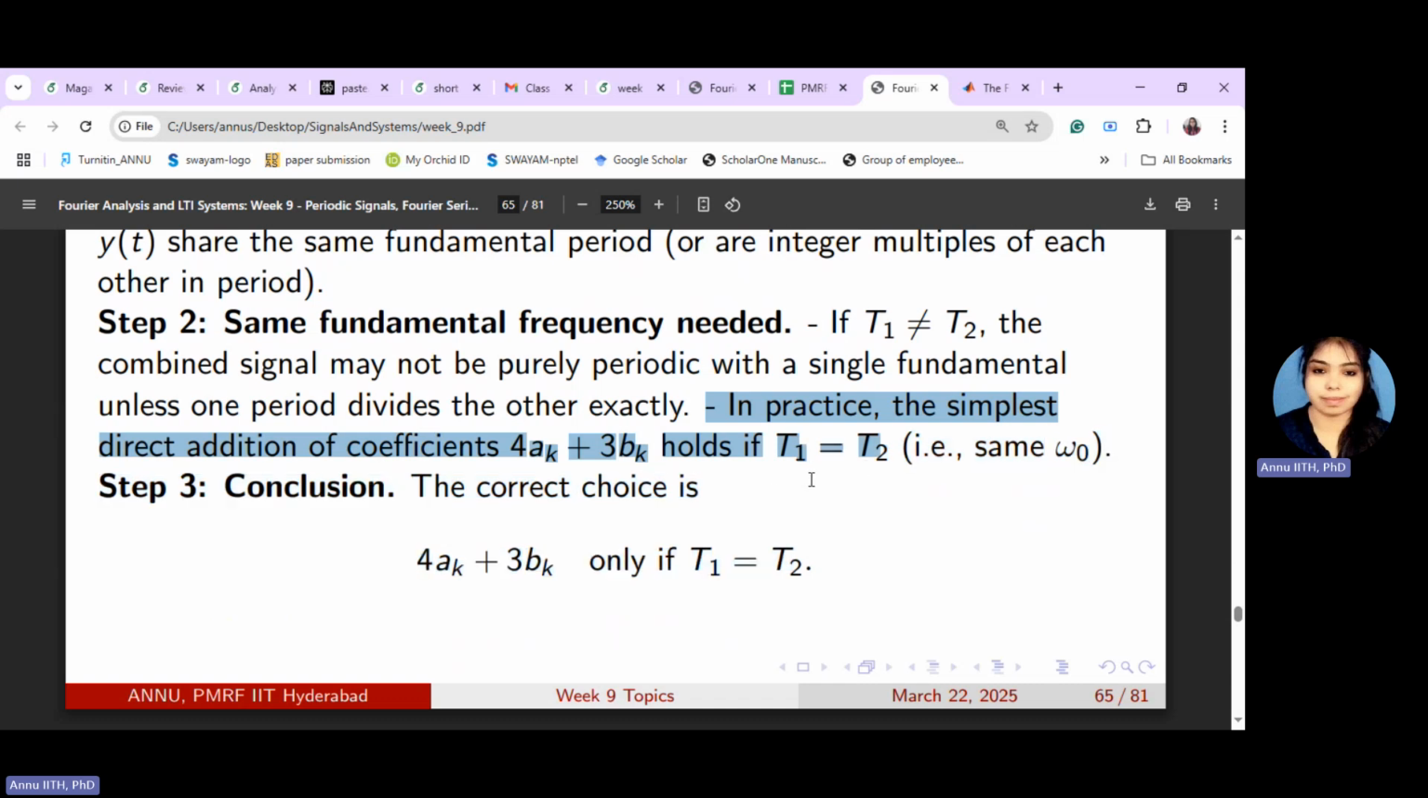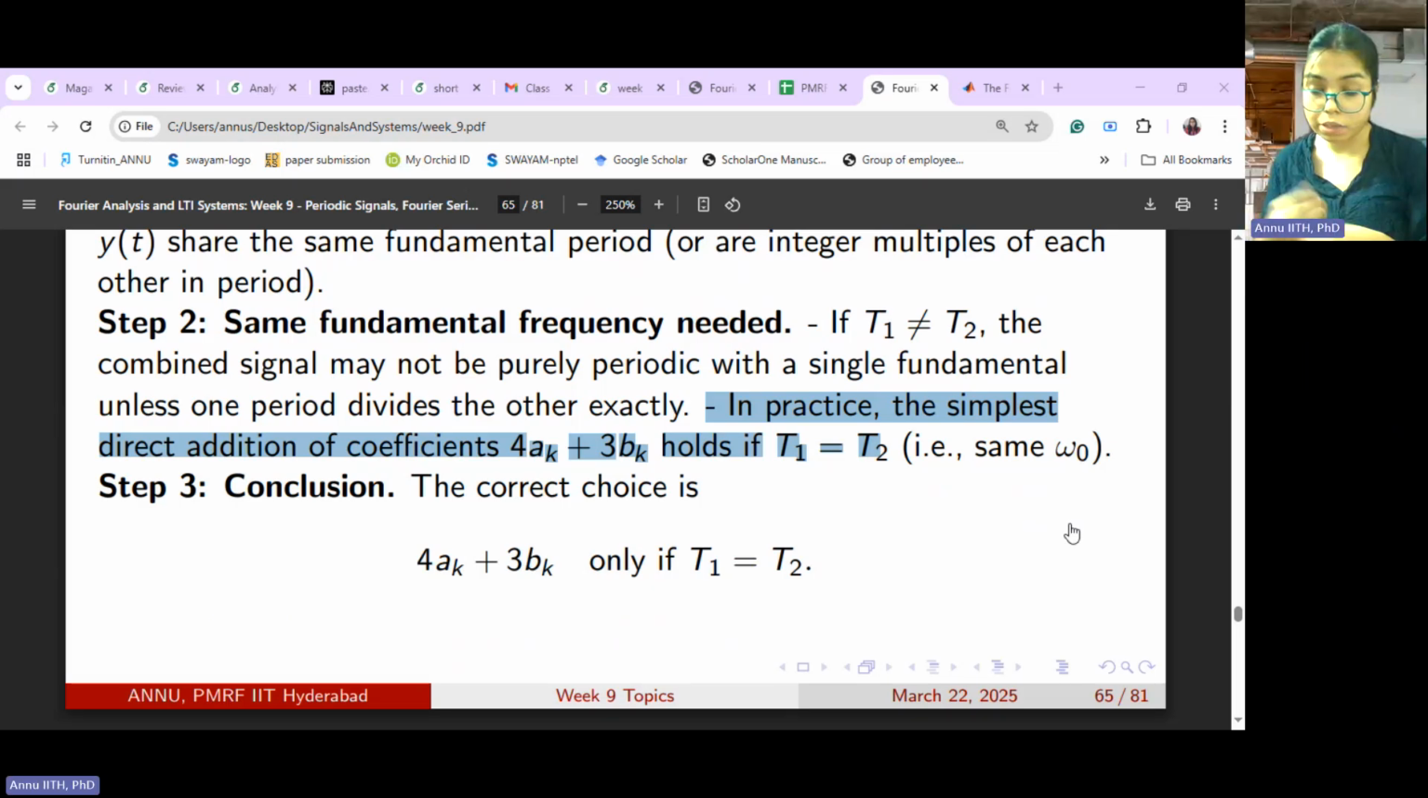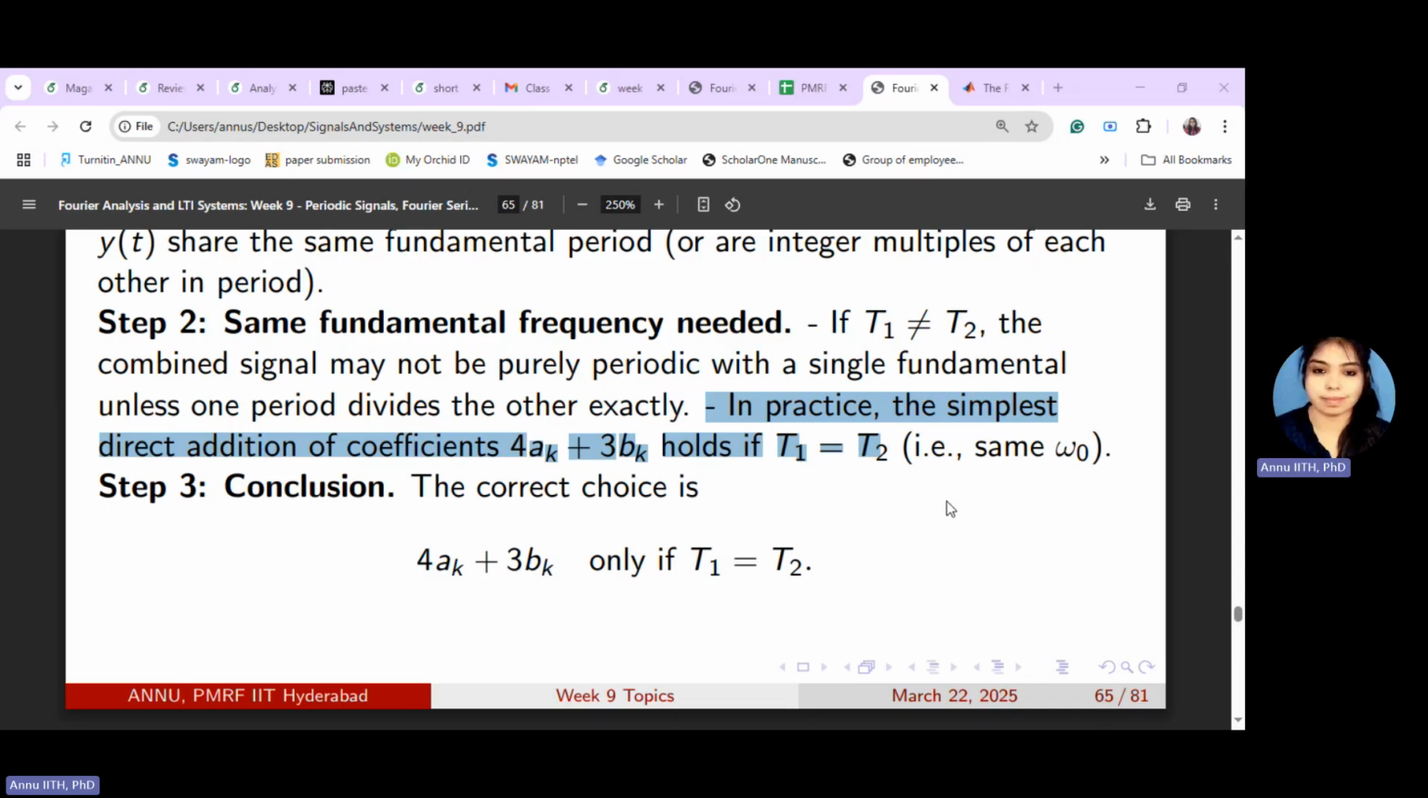So the correct option is this. What I assumed was that if T1 by T2 is simply a rational number, then it can be added. But it cannot be added, because you cannot be sure whether it is periodic or not. So T1 should be equal to T2. It's a very good analysis that I have done so far. Just to confuse you, I gave you the wrong answer. Yeah. Let's go to the basic first question.